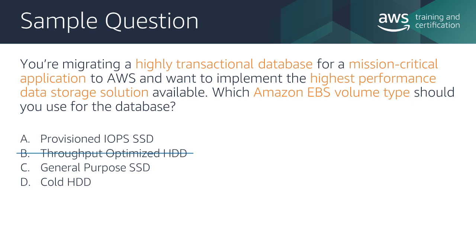I start with eliminating throughput optimized HDDs. Throughput is not my problem here. It's not the volume, it's how many individual transactions are happening. Cold hard drives, do not want them. General purpose is good for some solutions, but in this case, when you want the highest performance data storage solution, the provisioned IOPS is going to be that particular solution. Next.